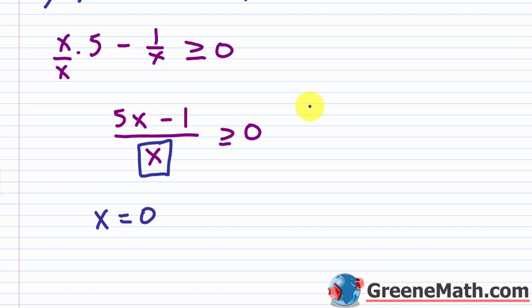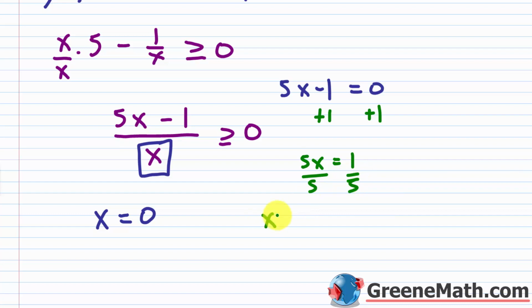Then we have our numerator. So we have our 5x minus 1, set that equal to 0, get our other critical value. So add 1 to both sides. We get 5x equals 1, divide both sides by 5. You get x equals 1/5. Okay, so this critical value will actually satisfy this guy, right? Because if I plugged in a 1/5 there, 5 times 1/5 is going to be 1. 1 minus 1 is 0. 0 over a non-zero number would be 0. 0 is greater than or equal to 0 is true. Okay, so 1/5 is okay.